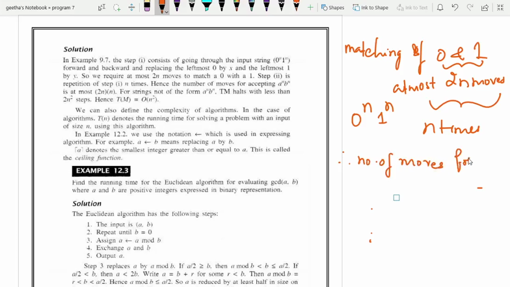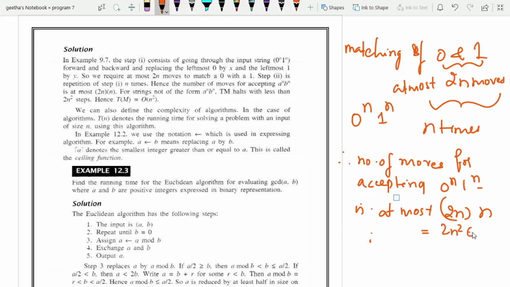Therefore the number of moves for accepting a string of the form 0 to the power n 1 to the power n is at most 2n into n, which is equal to 2n square. So we can say that it belongs to order of n square.